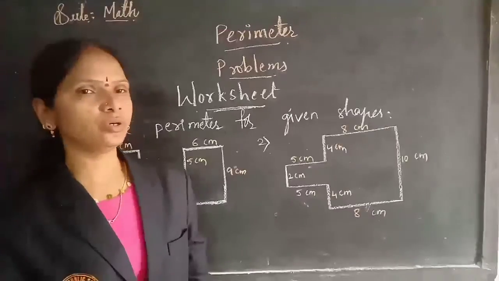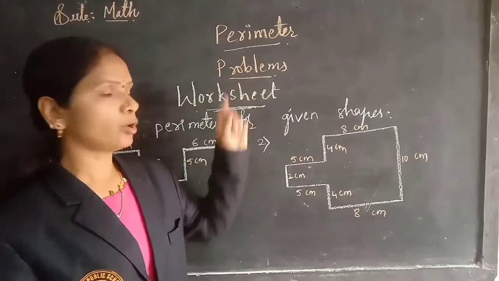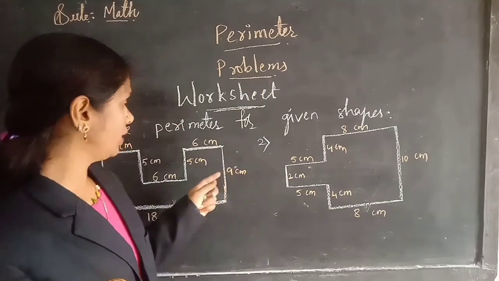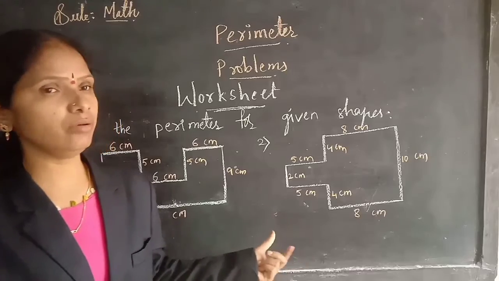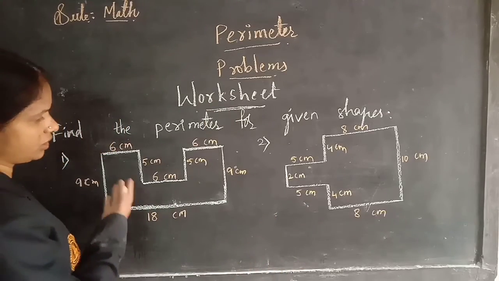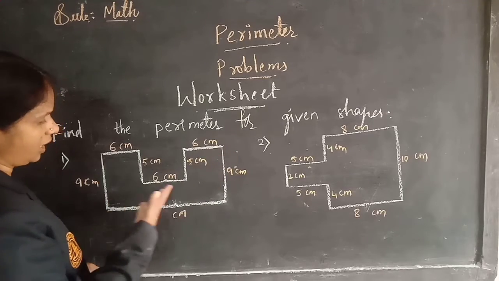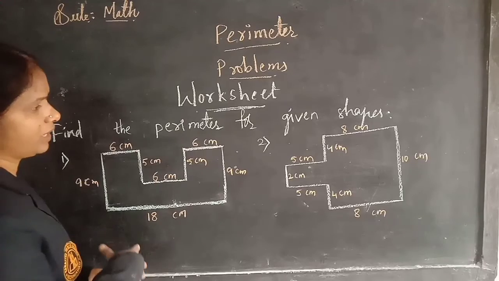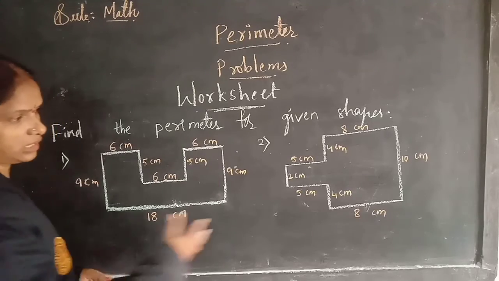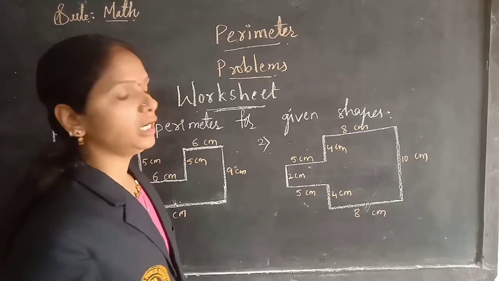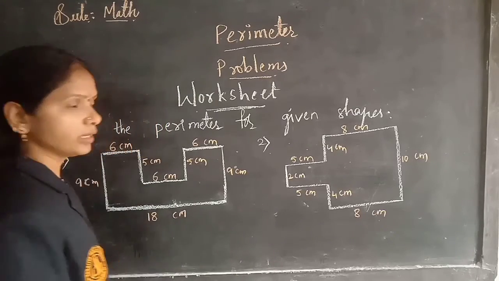Yeah children, I hope you understood the perimeter problems. Come on, now I have given two more shapes as a worksheet. You observe the first one: a given shape and different side lengths I have given. To get the perimeter you need to add all sides, and this also you see, children, the second one I give a different shape. So you need to find its perimeter, children.